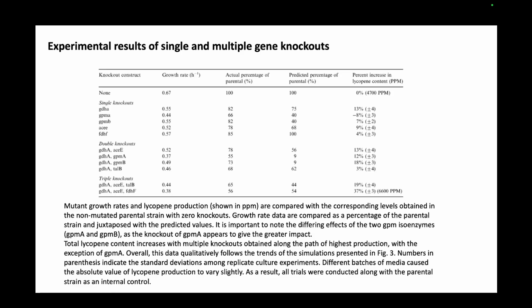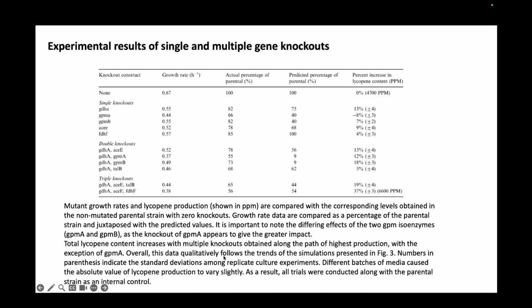Sorry, the mutant growth rates are shown here actually. So this is what it is highlighting. Total lycopene content increases with multiple knockouts obtained along the path of highest production, with the exception of GPMA. So I think this is actually decreasing lycopene, right?